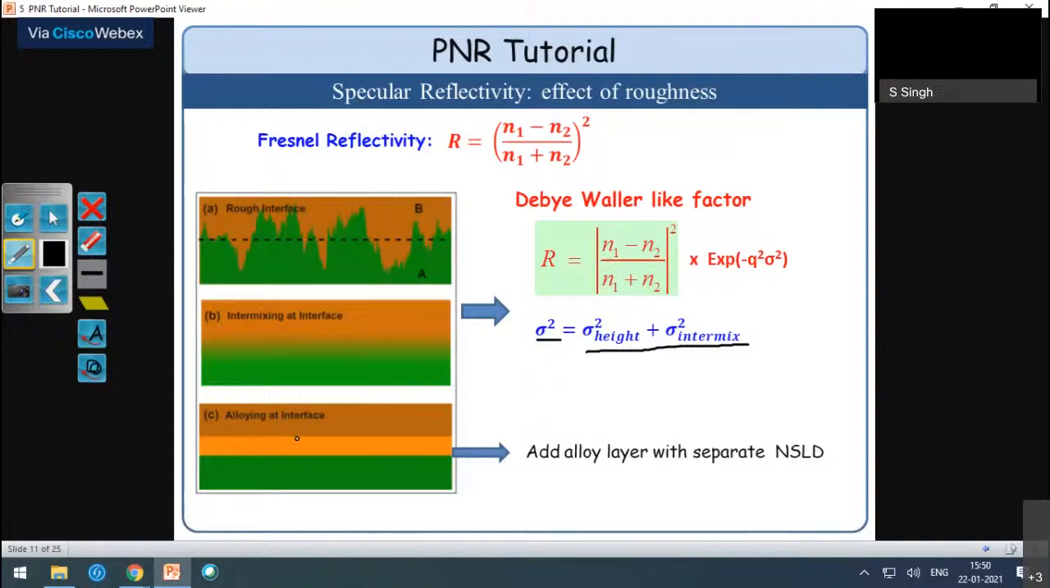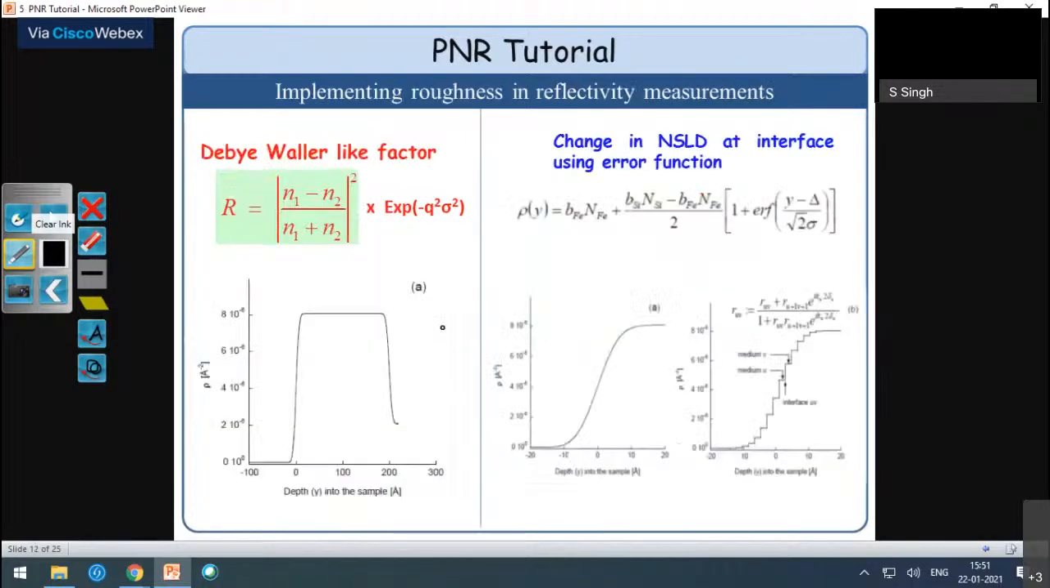But sometimes you have a clear layer, an alloy layer formation. So how do these things get incorporated in your reflectivity pattern when you analyze your data? When you have this alloy, this is quite different from this intermixing as well as this oscillation, this height distribution and this intermixing. Both of them can be treated as a roughness, but when there is an alloy formation, then you treat it as a separate layer. So instead of a two-layer system, you have a three-layer system: A, B and an alloy of A and B. Okay, so you can split this in your reflectivity pattern. So let us see how to incorporate these things in your reflectivity.